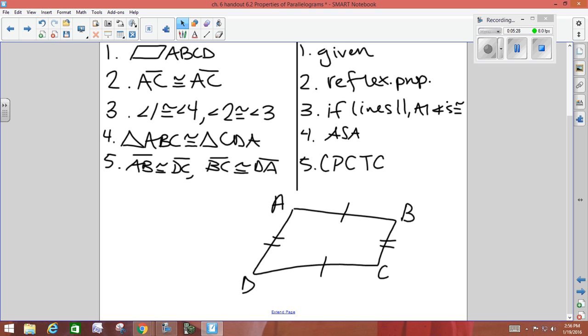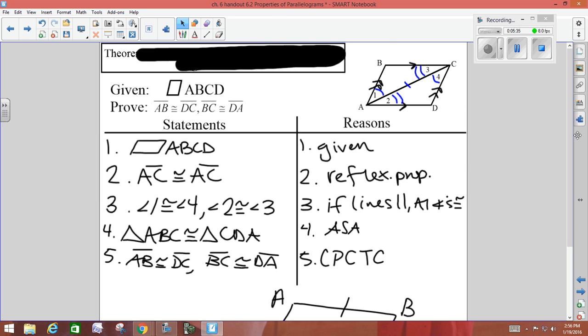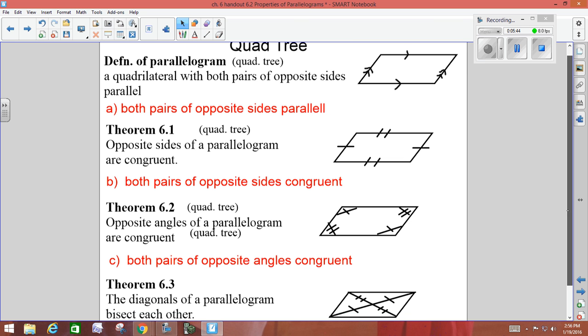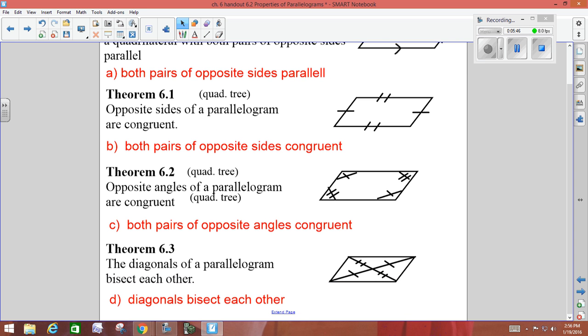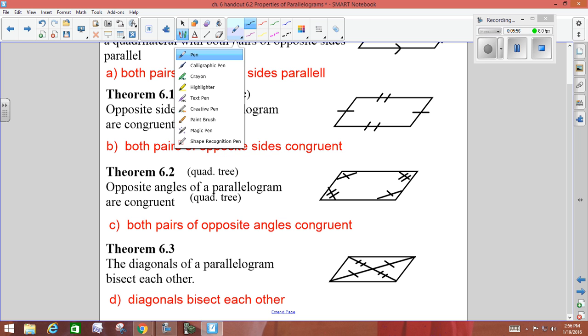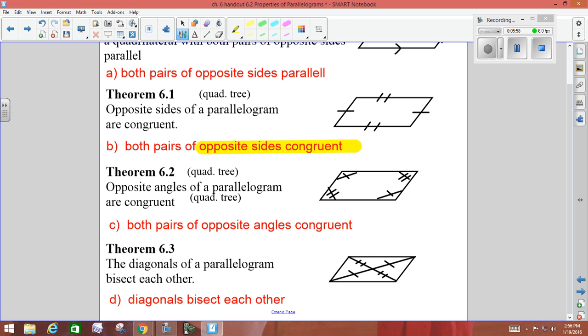That's your first theorem, 6.1. Do you see it right below your proof? Theorem 6.1, opposite sides of a parallelogram are congruent. I just blacked it out up here too. That's the first property of parallelograms. That's what goes behind letter B on your quad tree. So on your quad tree, behind letter B for parallelograms, and it's up here in red, both pairs of opposite sides congruent. Or I guess you could just write opposite sides congruent too. I'm going to shorten it up.